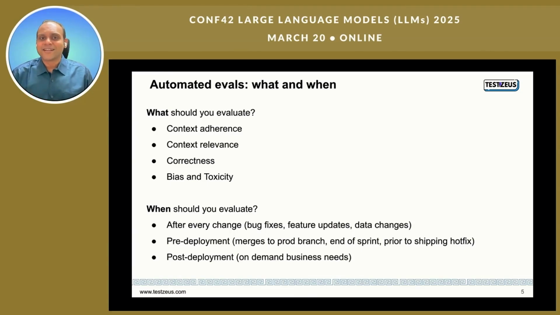Now, that can be taken as cues from traditional software. For example, you can check after every change, bug fix, feature update, or data changes. You can have the pipeline steps and evaluations as part of pre-deployment in your SIT or UAT environment, wherein you check after merges to prod branch, end of sprint, or prior to shipping hotfixes. And last but not the least, it wouldn't hurt if we do a little bit of smoke testing post-deployment, for example, based on the demand from business or internal teams' needs.